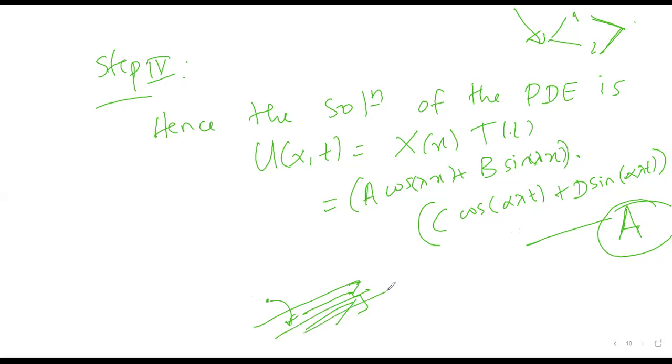Do you understand? Okay, now let's use the boundary conditions in our next step. Let's continue like that. Step: now put the boundary conditions. We have two boundary conditions. Let's say u(0, t) is equal to 0.